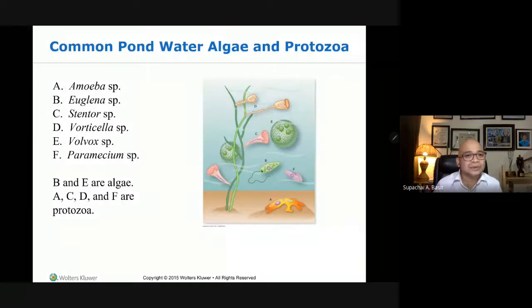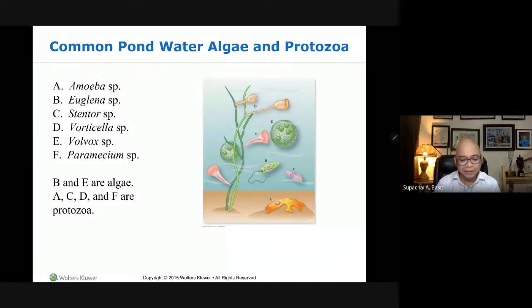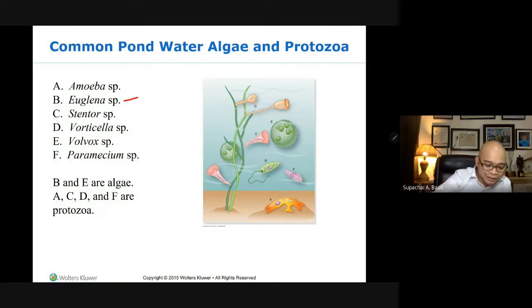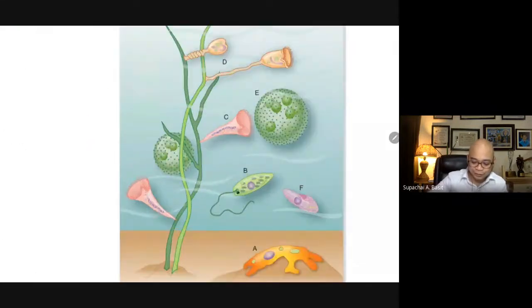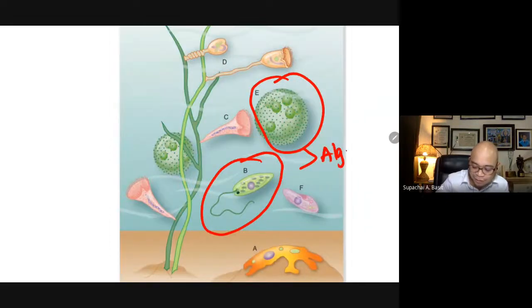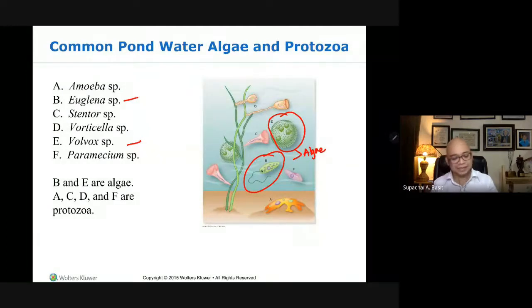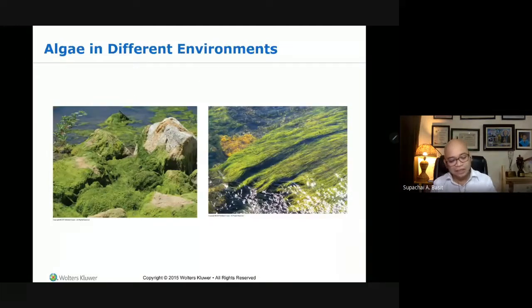Now we are going to discuss protozoans, but first let us find B and E, Euglena and Volvox. This is Euglena, and this is Volvox. These two are examples of algae, while the others are considered protozoans. Algae are found in different environments, even in wet soil.